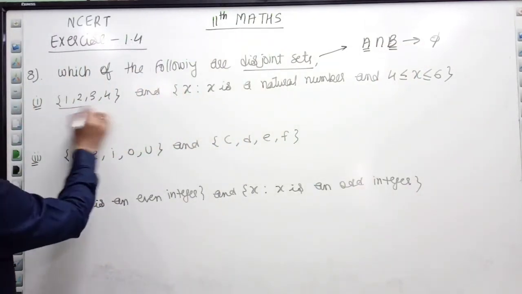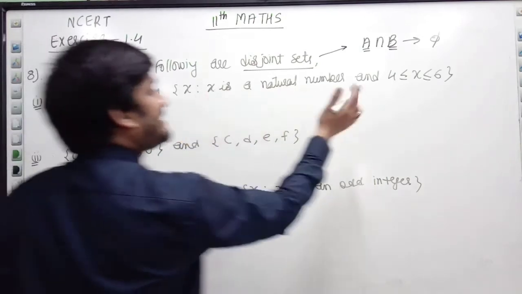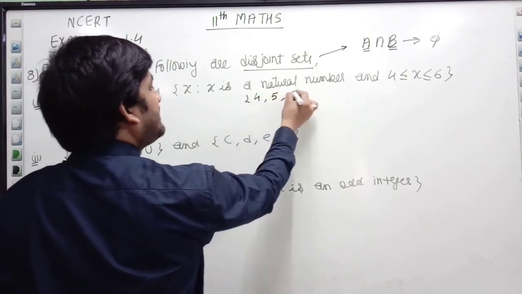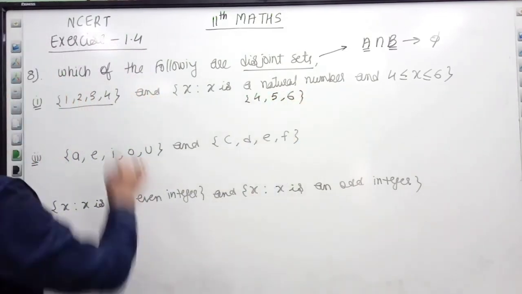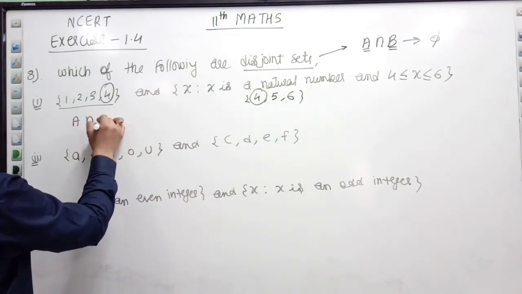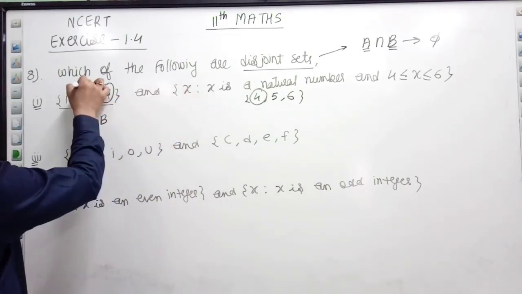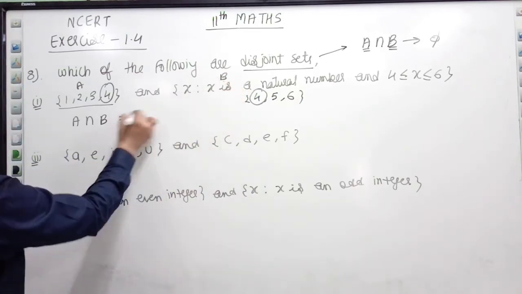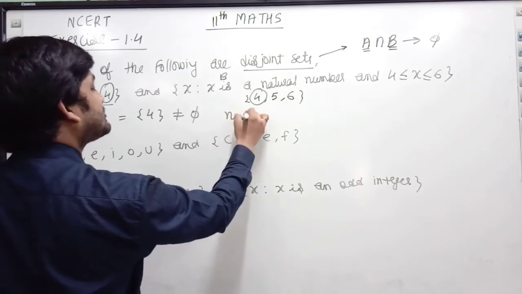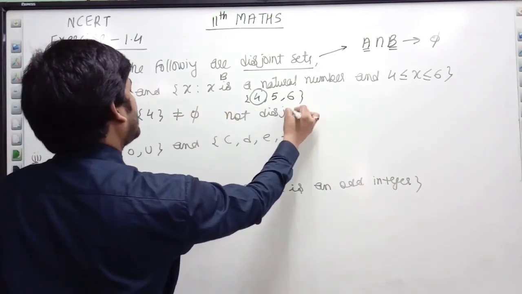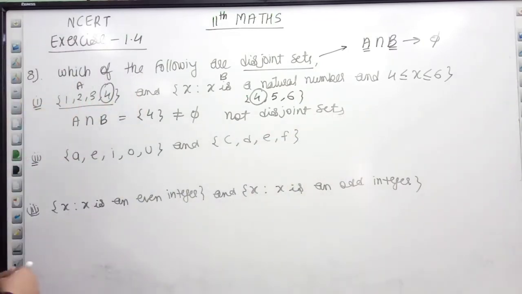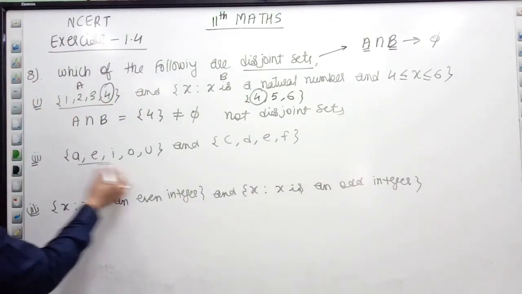The first set is given 1, 2, 3, 4. Second set: x is a natural number and x is in between 4 to 6. So ये क्या हो जाएगा? 4, 5, 6. Now anything common here? Yes, you can say 4 is common. A intersection B. If I name it as A and B, इसको मैंने A बोला, ये B है. This is you are getting as 4. That is not equal to phi. So not disjoint sets.